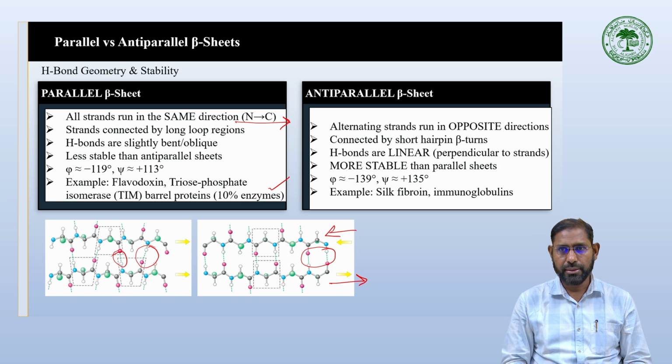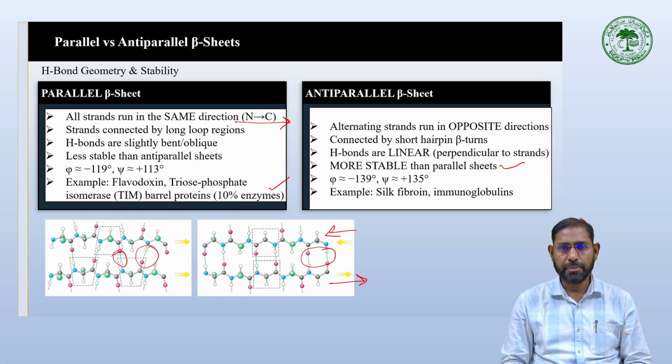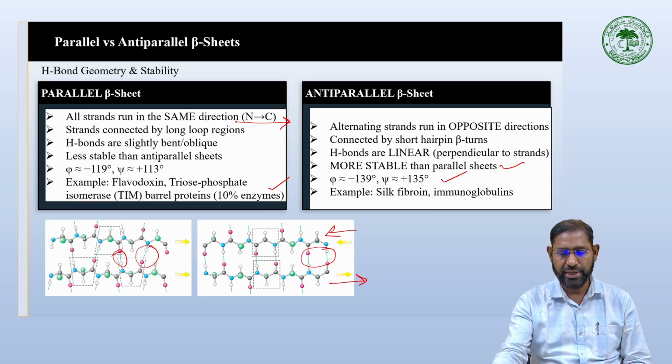It looks perpendicular to the strand, and it is more stable than parallel sheets. The phi is minus 139 degrees and psi is plus 135 degrees. Examples: silk fibroin and immunoglobulin.